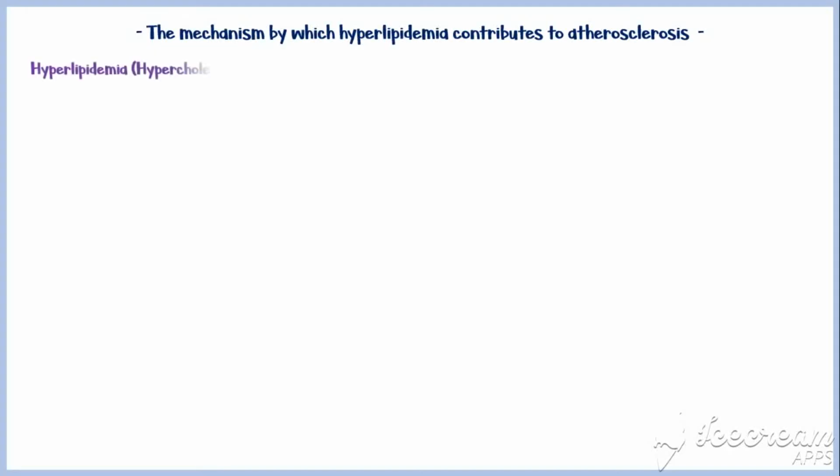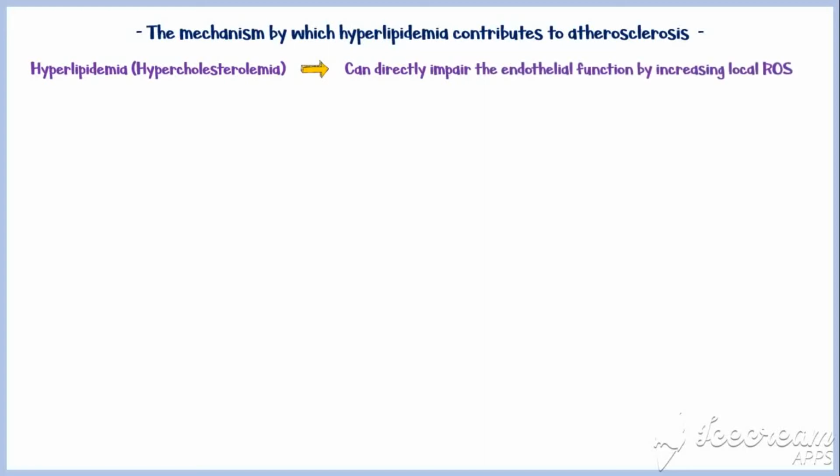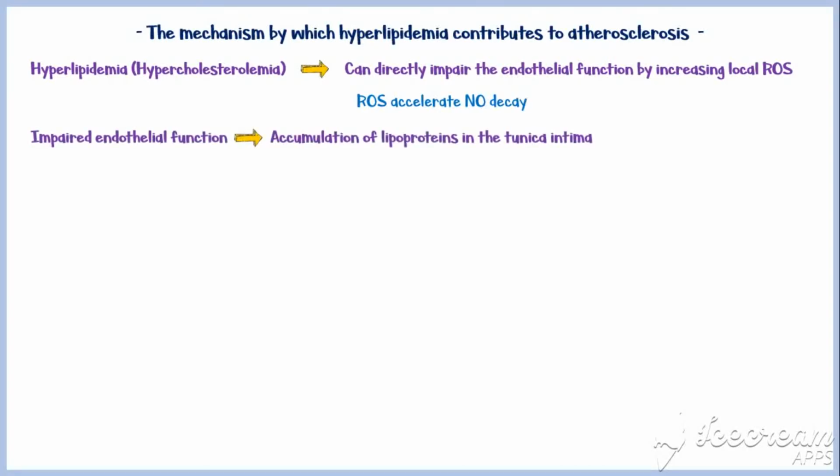Chronic hyperlipidemia, particularly hypercholesterolemia, can directly impair the function of endothelial cells by increasing local production of reactive oxygen species. Oxygen-free radicals accelerate nitric oxide decay, causing reduction in its vasodilatory activity. As a result of impaired endothelial function, lipoproteins tend to accumulate in the tunica intima of the affected blood vessel. Due to the action of reactive oxygen species, these lipoproteins become oxidized. Then, macrophages derived from blood monocytes engulf these oxidized lipoproteins and become foam cells.